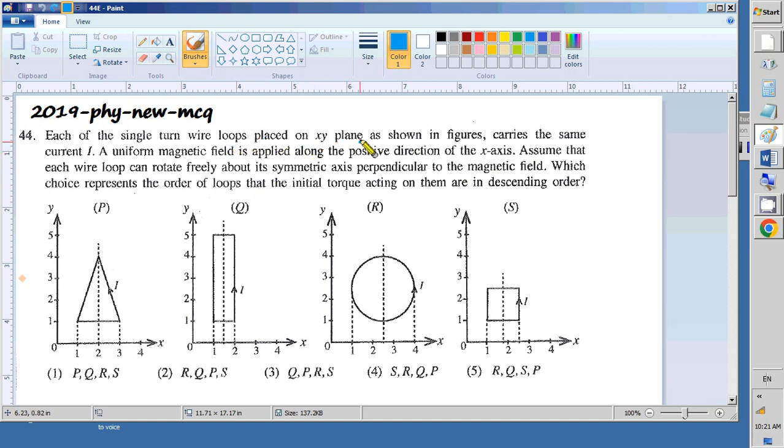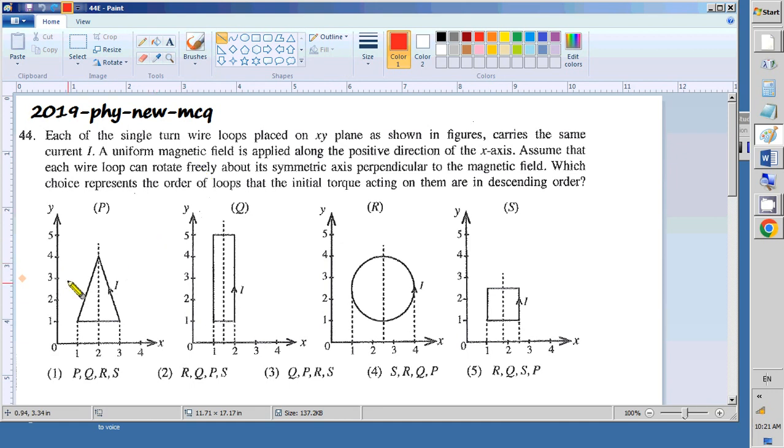loops placed on the XY plane as shown in the figure. It carries the same current I in each loop. A uniform magnetic field is applied along the positive direction of the x-axis.